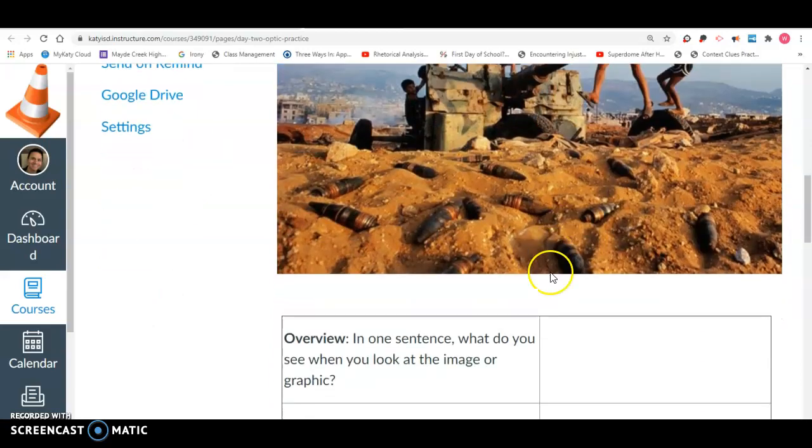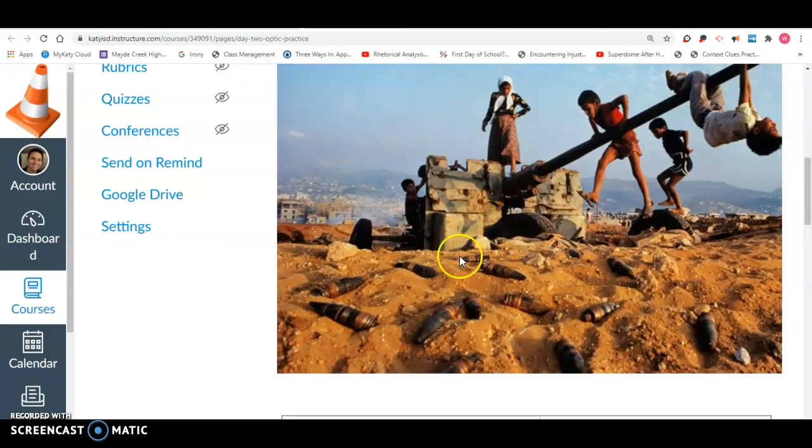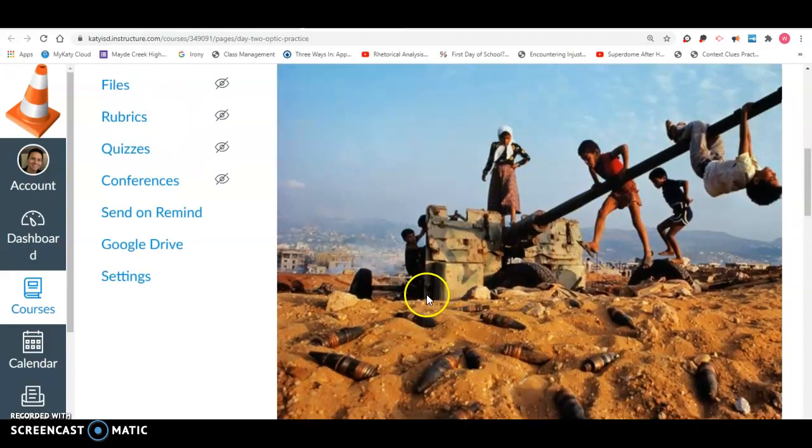Overview. What do you see when you look at that? You might talk about the folks that are in here. You might talk about the location. You might talk about what they're playing on. Whether you want to mention the ammunition that's here on the sand, dirt, ground, however you want to call it. What details seem relevant or important. If I were to fill out this box, I would probably talk about the location.